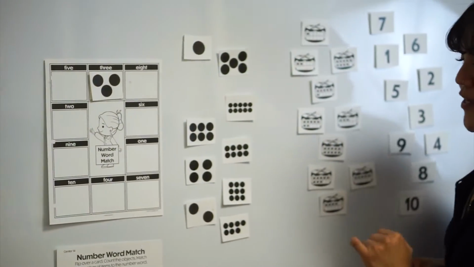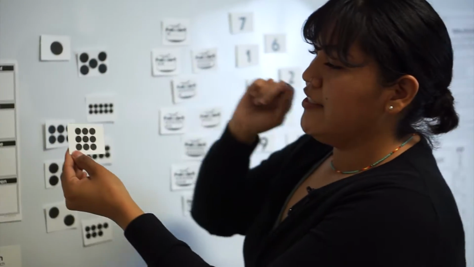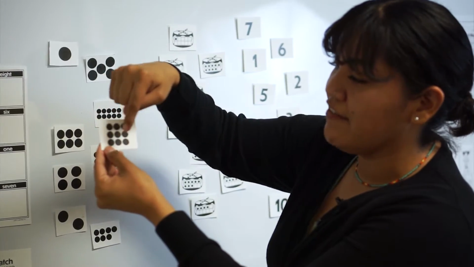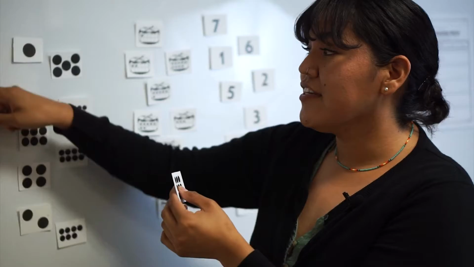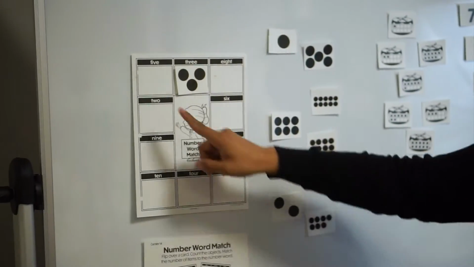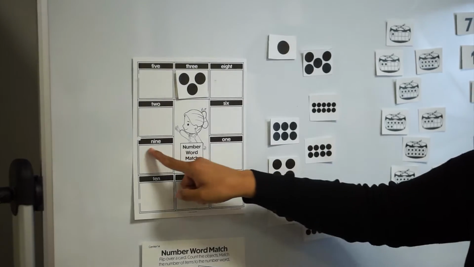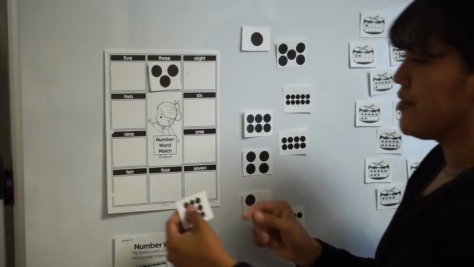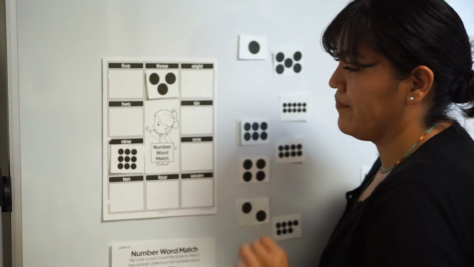All right, let's pick another card. Let me pick this one. So we have 1, 2, 3, 4, 5, 6, 7, 8, 9. There are 9 dots, so we're gonna look for the word 9. All right, this says 2, that says 6. This one says 9. All right, since we have 9 dots, we're gonna put it under the word 9.